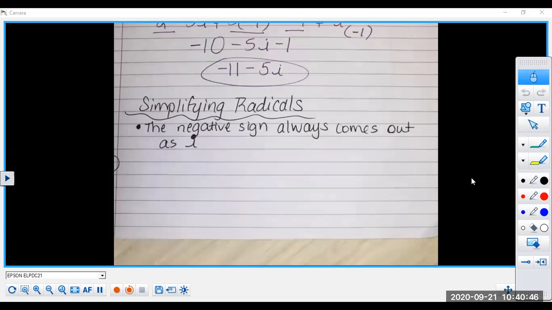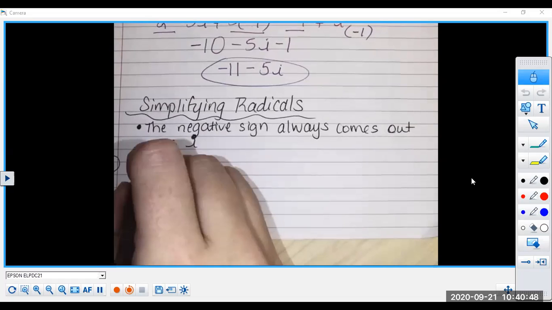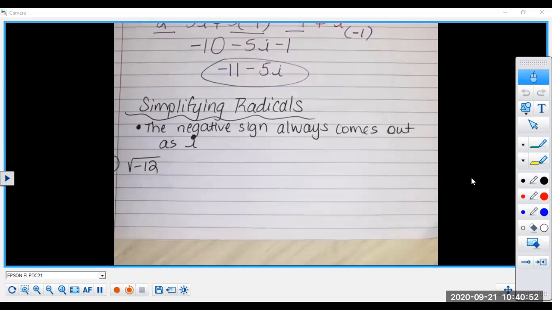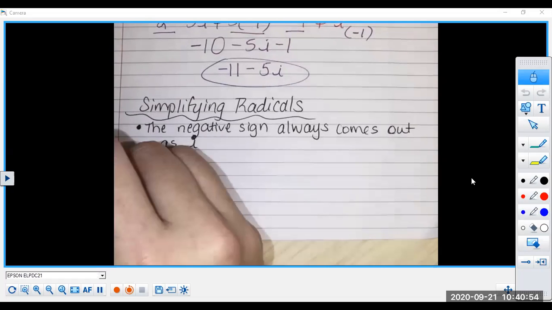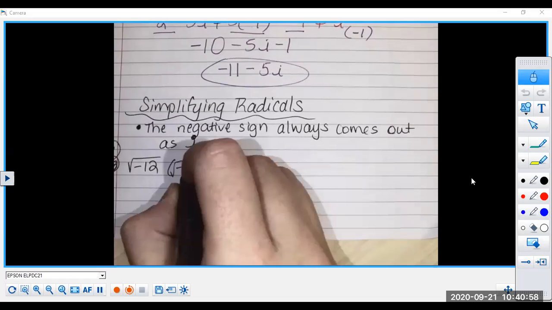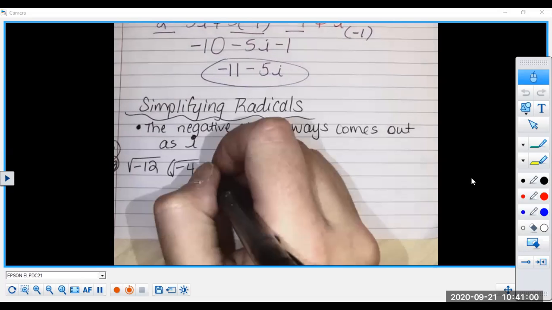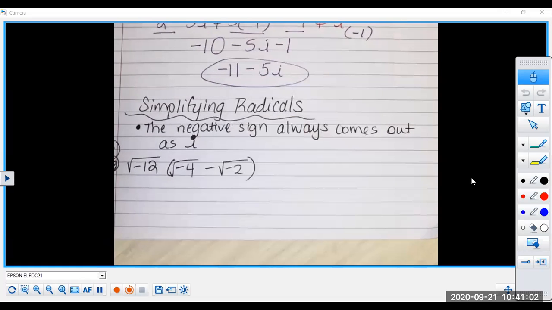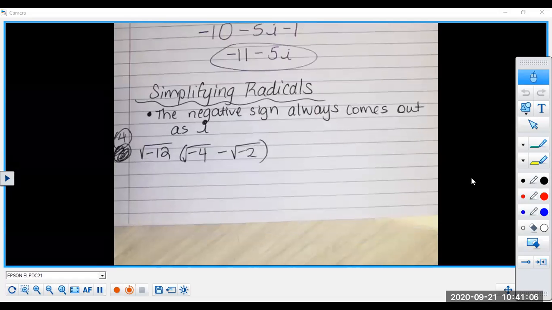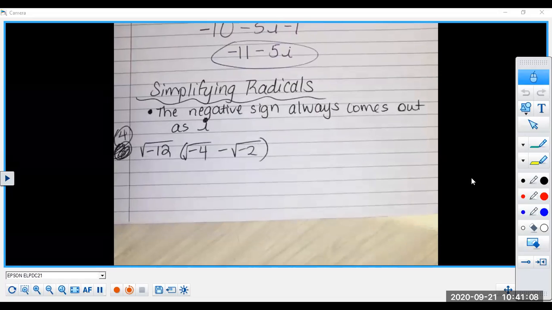All right, number 3, we've got root negative 12. We're going to skip over number 3 in your notes, the other number 3. So this is technically, I guess, number 4. Root negative 12, root negative 4, minus root negative 2. But we'll come back to that in a minute. All right, can anybody tell me where you might start on this problem?